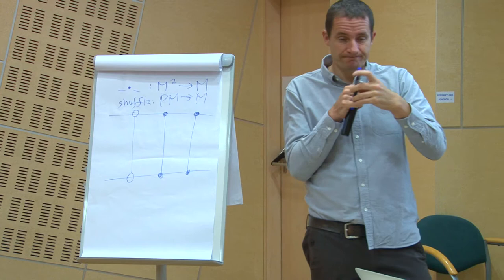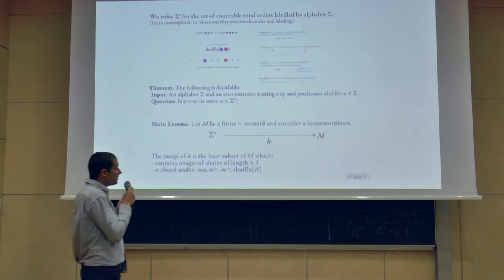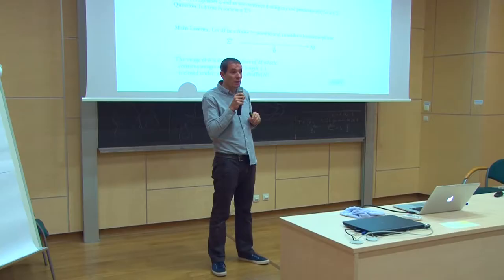So this is the theorem that we're going to prove, and this is due to Shelah. This whole theorem is due to Shelah. In particular, if you extract the scattered case, you're not allowed to use shuffle, so you recover the previous theorem. This was proved in Shelah's paper on the monadic theory of order.